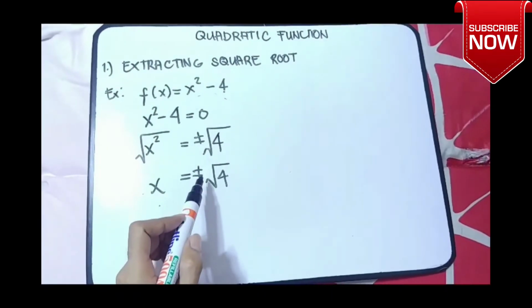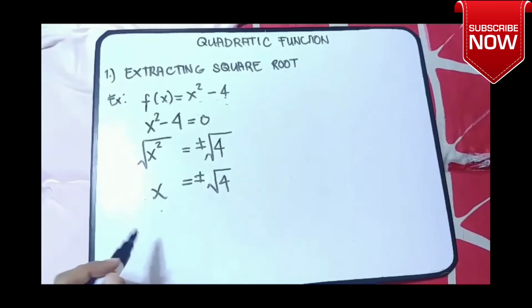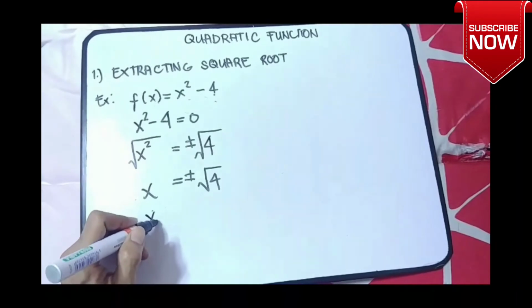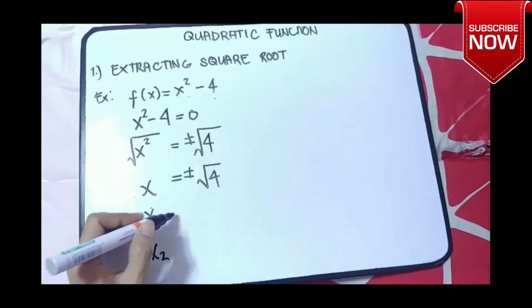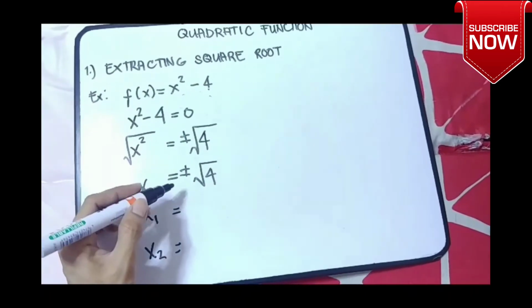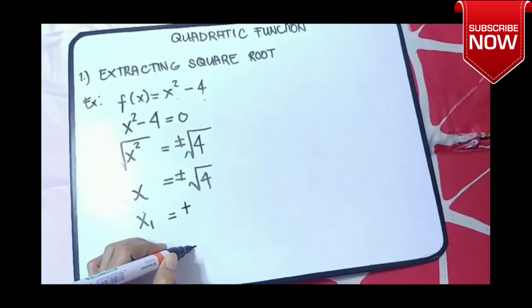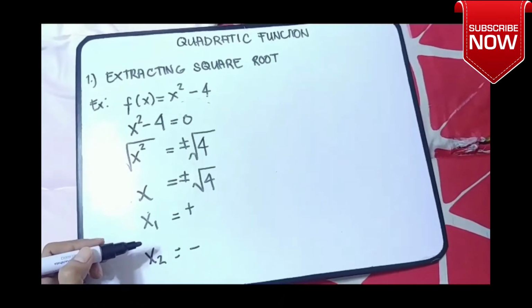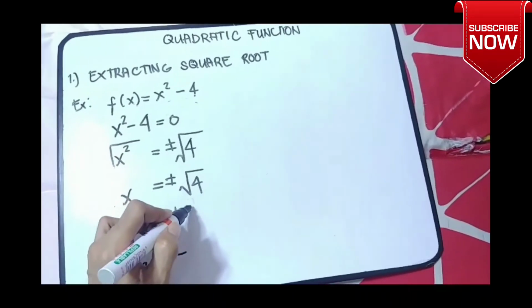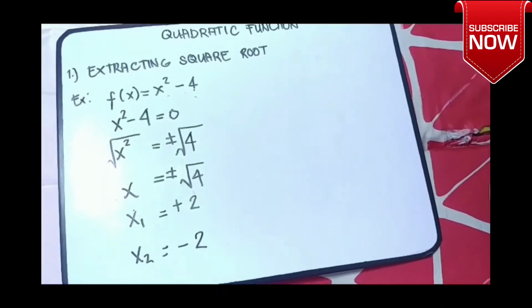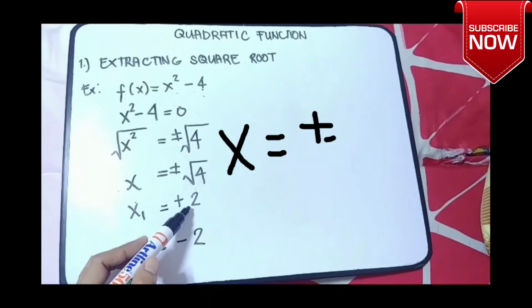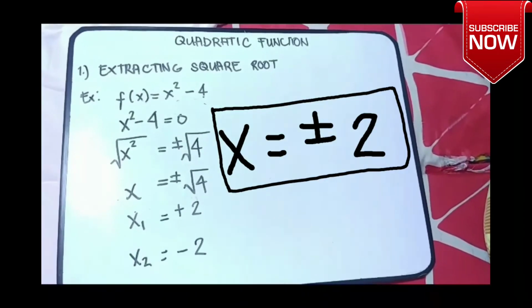At dahil sa plus or minus sign or positive, negative, magkakaroon din ng dalawang values ang x at papangalanan natin x1 and x2. At dito na natin ilalagay yung dalawang sign. It could be either positive or negative. And since alam natin ang square root ng 4, isusulat na natin directly. So, ibig sabihin, ang value ng x could either be positive 2, or negative 2.